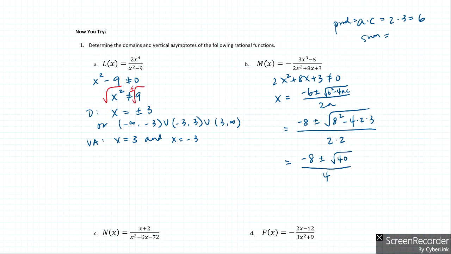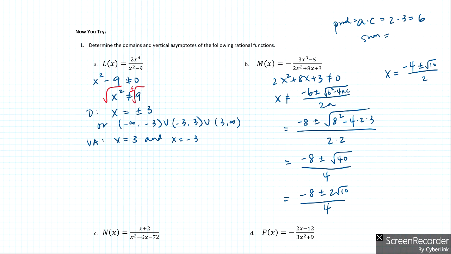And again, I'm going through the arithmetic somewhat quickly since you have already given it a try over here. And now for square root of 40, we can write it as 2 root 10, because it's square root of 4 times square root of 10. Square root of 4 becomes 2. And this is all over 4. And if we want to simplify it, we see that every term has a factor of 2. So we can say that x is equal to negative 4 plus minus root 10 over 2. So we're dividing each term by 2 to reduce the fraction a little bit. And that's going to be our domain restriction.